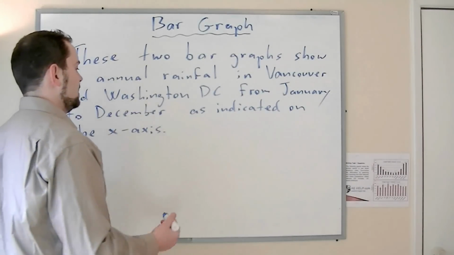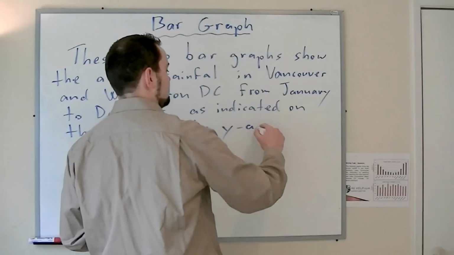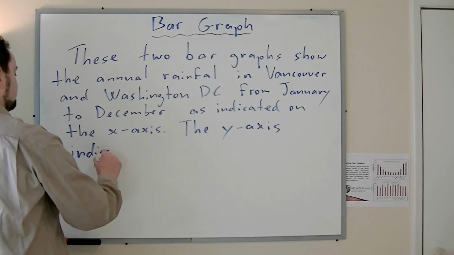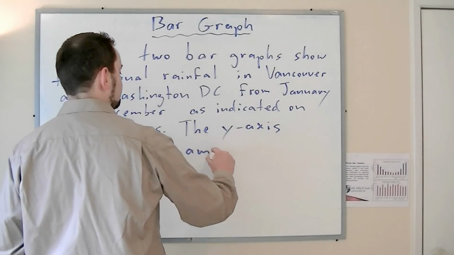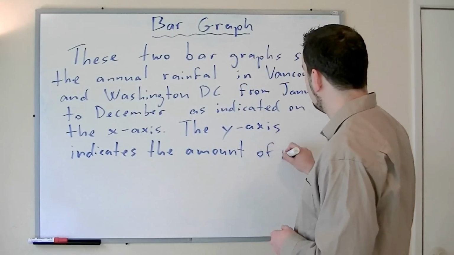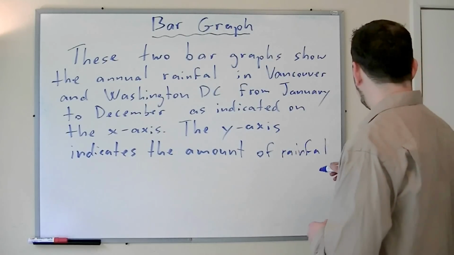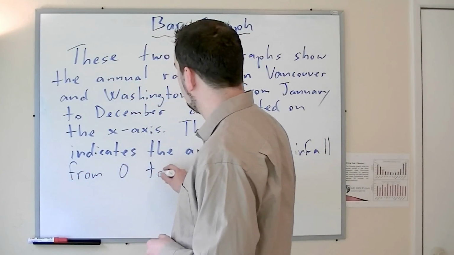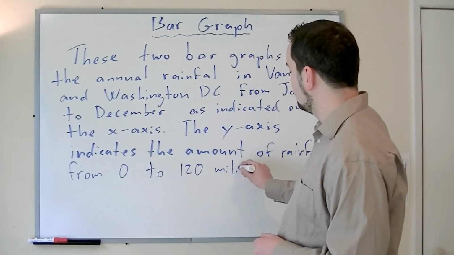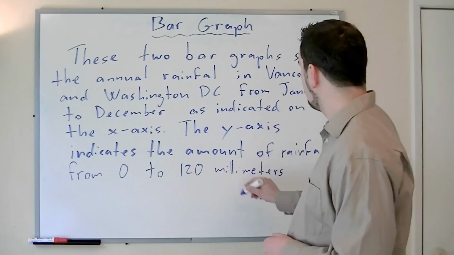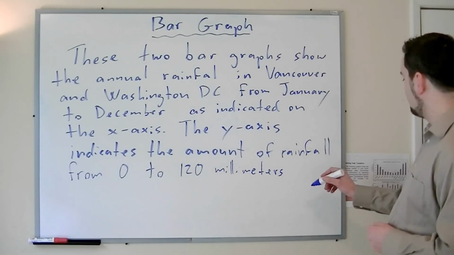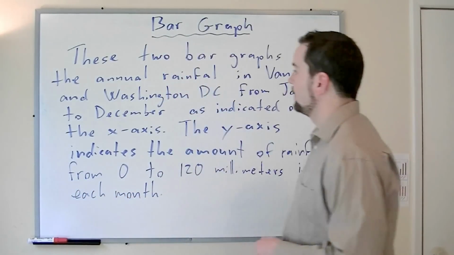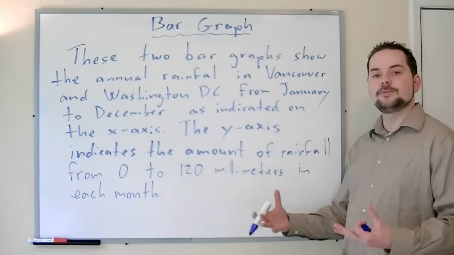Then, just one more sentence for the describe. The y-axis, this is the vertical up and down line. The y-axis indicates the amount of rainfall from 0 to 120 millimeters in each month. Okay, so this is the first part of the paragraph. It describes what we're looking at.